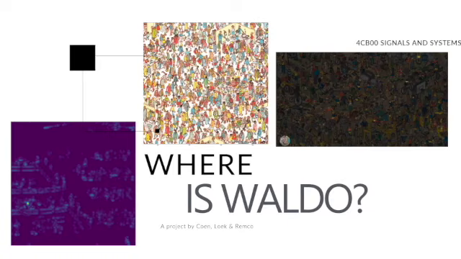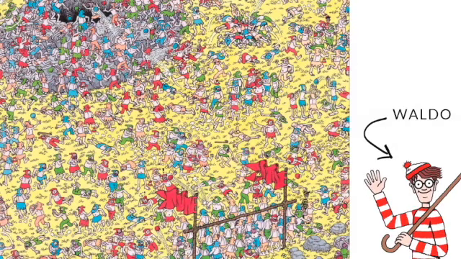Where is Waldo? A project for signals and systems by Koen, Luc and Remke. This is Waldo. He likes to hide himself in plain sight. For instance, can you spot him in this picture? You have 1 second. You probably could not find him on time, right?